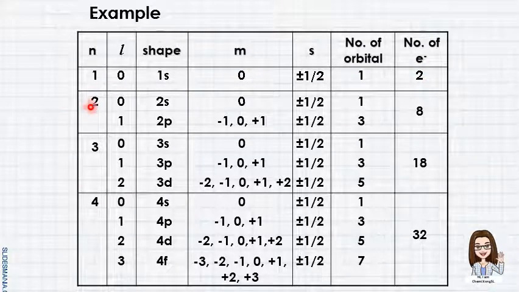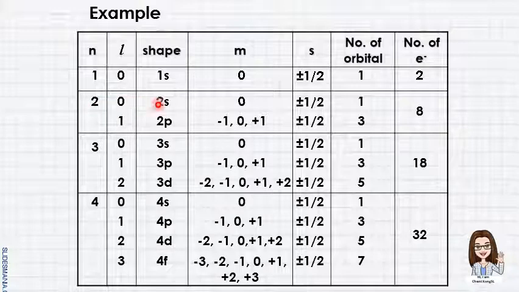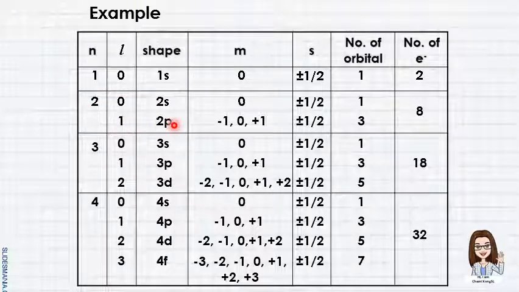So we check for n equals 2. If l equals 0, it is 2s. If l equals 1, it is 2p. These are the m values, and these are the s values. Over here there is 1 orbital, and here there are 3 orbitals. So in total 4 orbitals, then times 2, giving 8 electrons. Apply the same concept for n equals 3 and n equals 4.